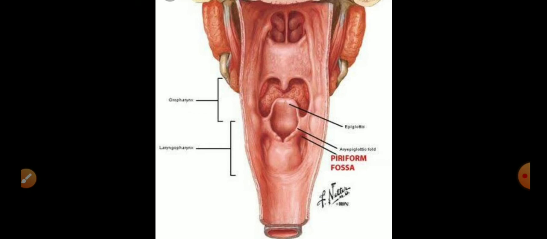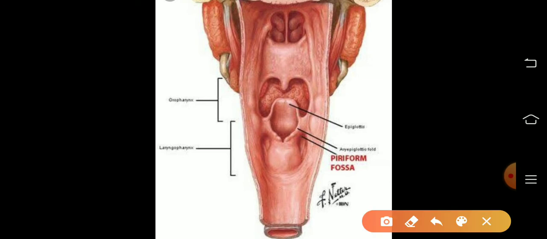Piriform fossa is actually a deep recess on either side of the laryngeal inlet, and it is also present in the anterior part of the lateral wall of the laryngopharynx. It is broader above, as you can see here. So this is the piriform fossa. It is broader above, and while you come below it is quite narrower. So it is in a piriform shape, so that it is called piriform fossa.